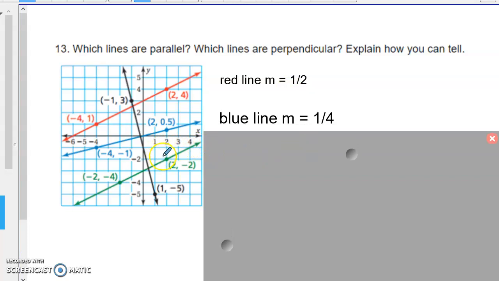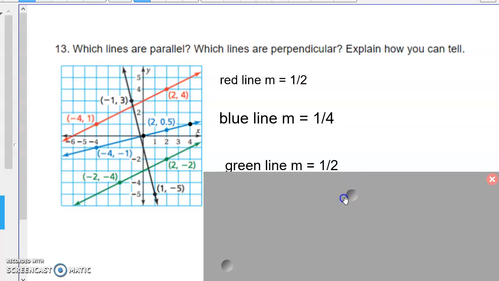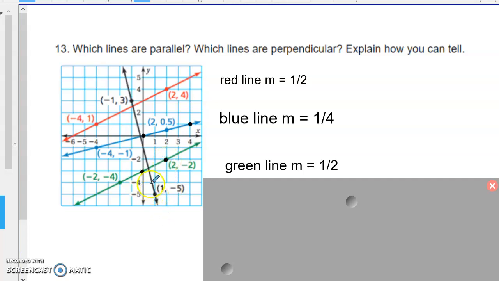The blue line was really tricky to find the slope of, but I found that this point works really well, and then this point actually works way better than the points that they gave me. So then I rose up 1 and I went over 4, which means my slope is 1/4 for the blue line. The green line, I thought that this point and this point was much easier to use, so I rose up 1 and over 2. Now, if I'm answering which lines are parallel, well, I know the parallel lines have to have the same slope, so that means the red line and the green line have to be parallel to each other.